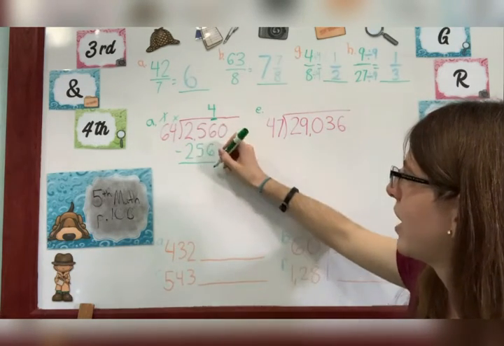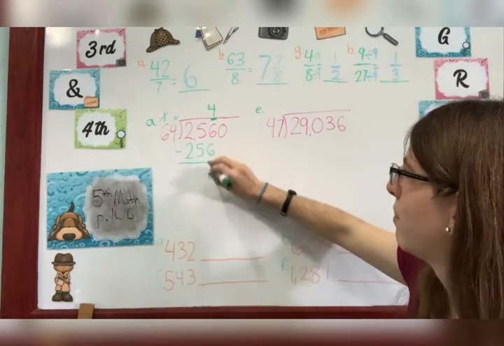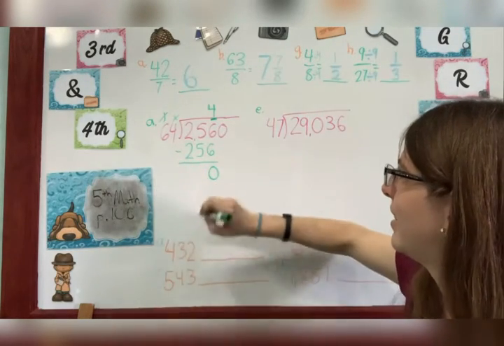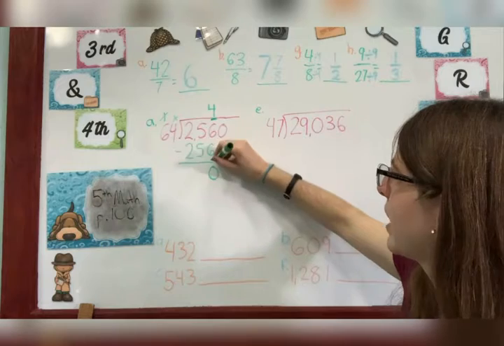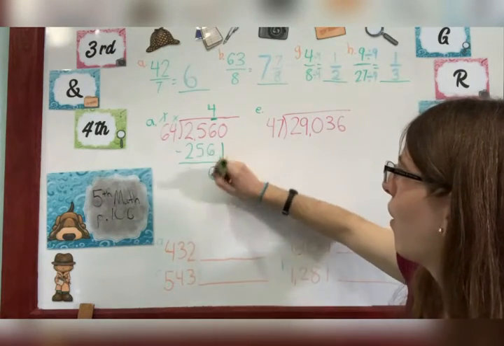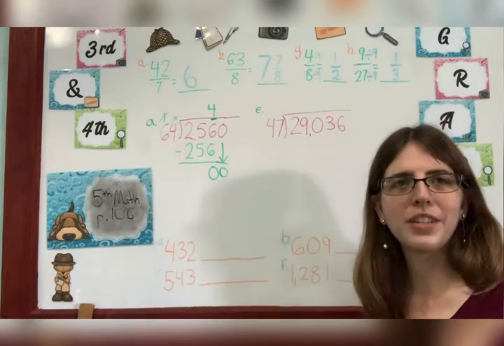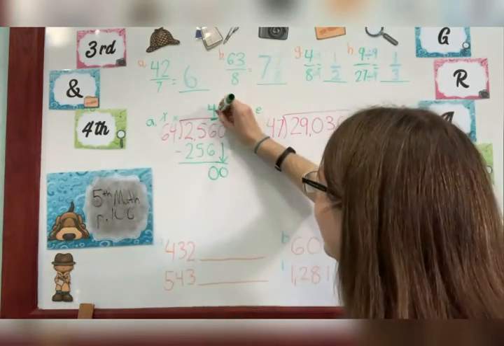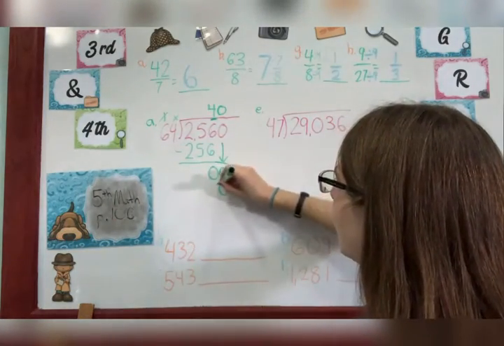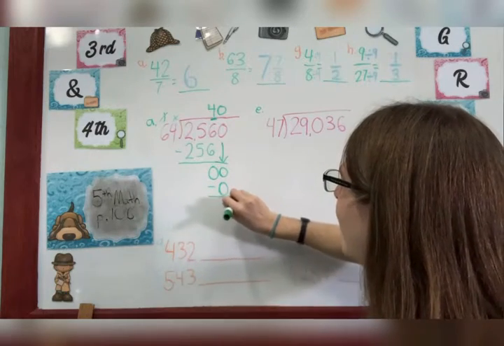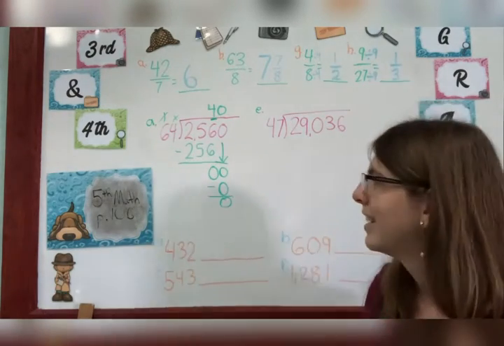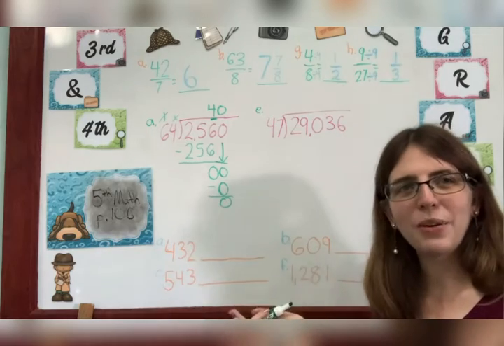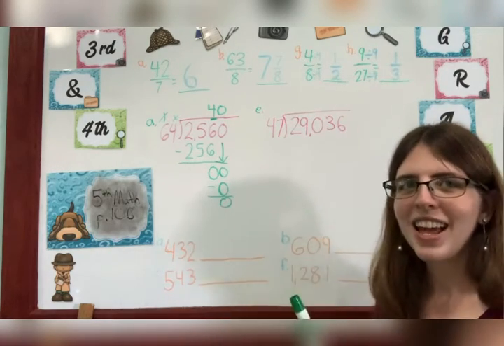Subtract. The numbers are the same, so we know it's 0. Compare. 0 is less than 64. Good, good. So we can bring down our 0. Well, 64 goes into 0 how many times? 0, that one's nice and easy. So 0 times 64 is 0. 0 minus 0 is 0. So it's just 40. That was easy. Let's try the next one.